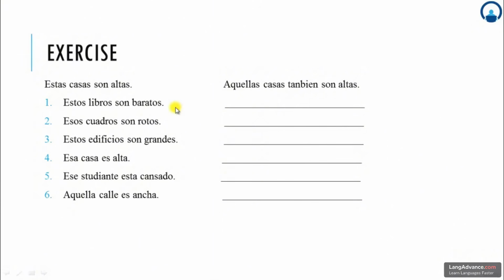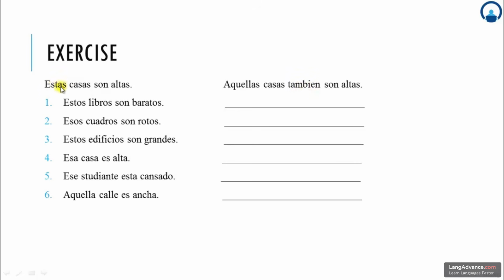Estas casas son altas. Aquellas casas también son altas. So that means these houses are tall, and aquellas casas también son altas means those houses also are tall. So what you have to do over here is change from this to that or from that to this. And also you have to include a word that's called también, that means also.